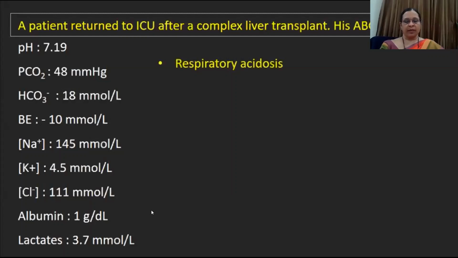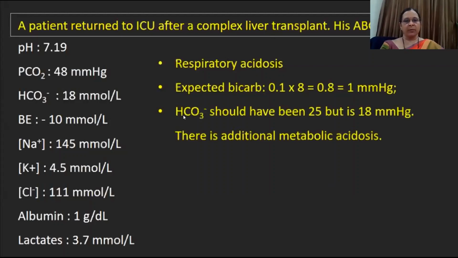If we analyze this, as you will agree with me, the patient has acidosis and it is a respiratory acidosis. We will calculate expected bicarb because it's respiratory acidosis. It looks like he's just come from a liver transplant to the ICU, so it would be acute respiratory acidosis. So 0.1 multiplied by 8, 8 is 48 minus 40. So that's 0.8, about 1 millimole per liter. So the bicarb should have been higher, should have been 25, but it's not 25, it's 18, which means there is additional metabolic acidosis.